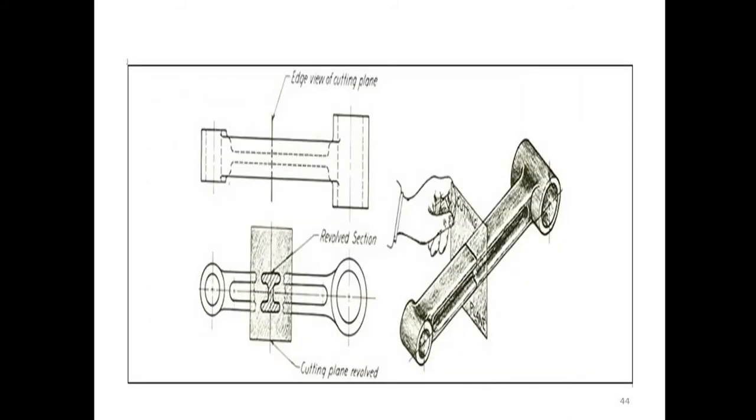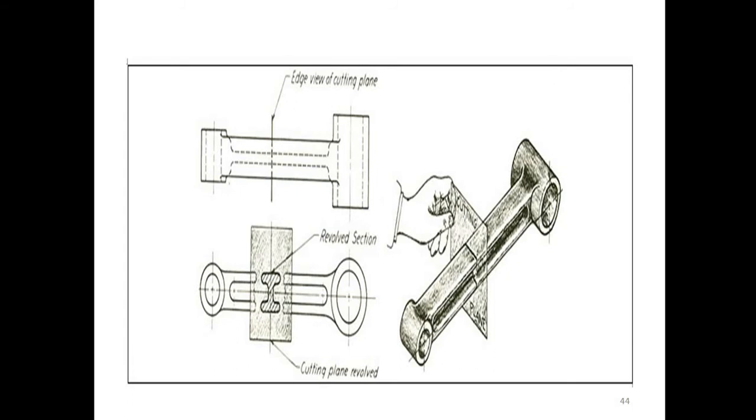By considering a second example, just like a connecting rod, its isometric as well as orthographic view is shown. Considering that isometric view, the cutting plane is taken at the center, and in the orthographic view of the component, the edge view of the cutting plane is shown where the component is cut, as shown in the isometric view.